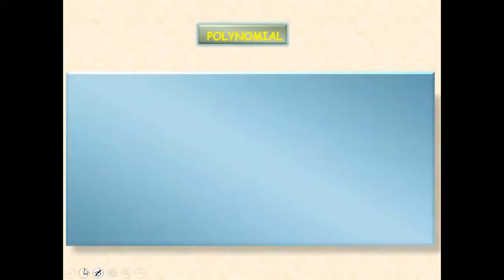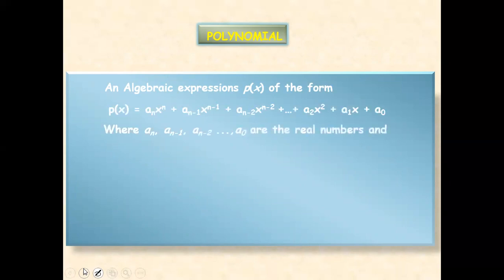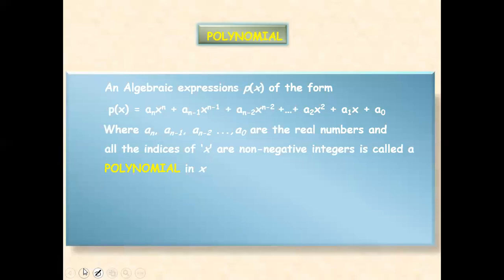Next we have polynomials. How can we define a polynomial? A polynomial is an algebraic expression p(x) of the form p(x) equals a_n x to the power n plus a_(n minus 1) x to the power n minus 1 and so on. This is the mathematical way of writing an algebraic expression, and it is represented by p(x). Here p stands for polynomial, and x stands for the variable in the given expression. The power of the variable must be a non-negative integer. That is what we understand. It should be a whole number.